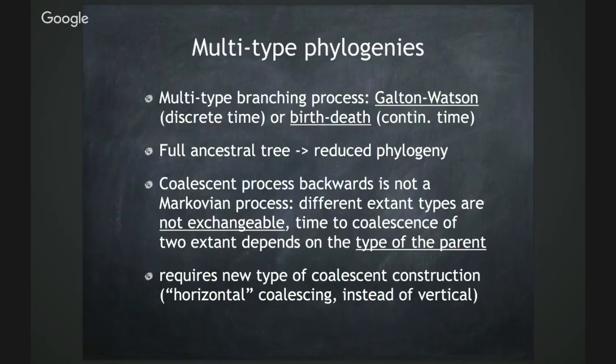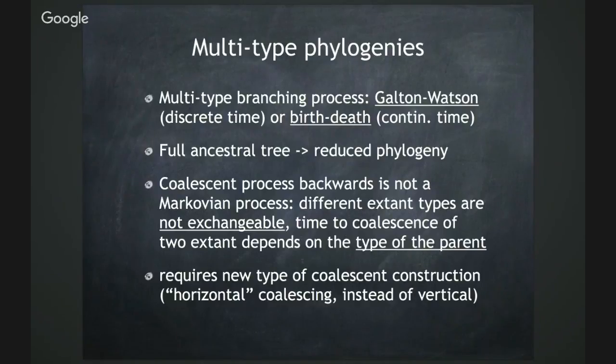Unfortunately, in these multi-type processes, this is no longer an option because, first of all, the different types are not exchangeable, clearly, because you have different types in the extant species. But second of all, even if you classified them into two groups and tried to do some kind of coalescence back, you really cannot get a Markovian process back, because in order to figure out the time to coalescence, or the most recent common ancestor time for two species, you essentially would have to know or put a probability prior on the type of the parent.